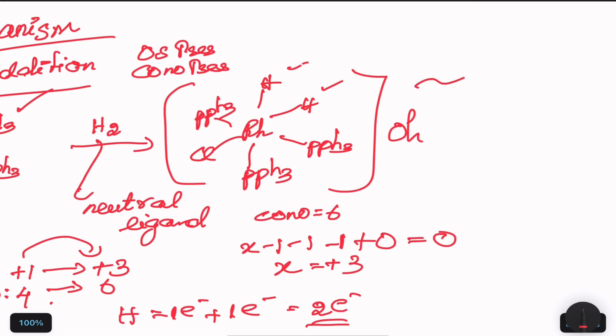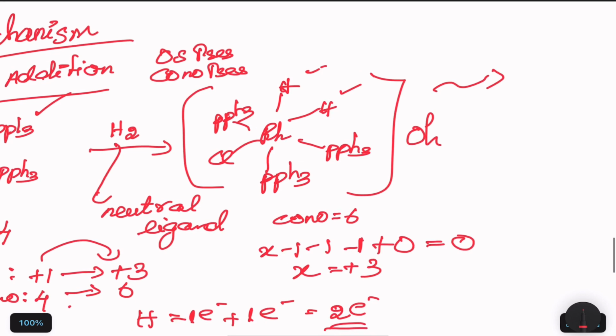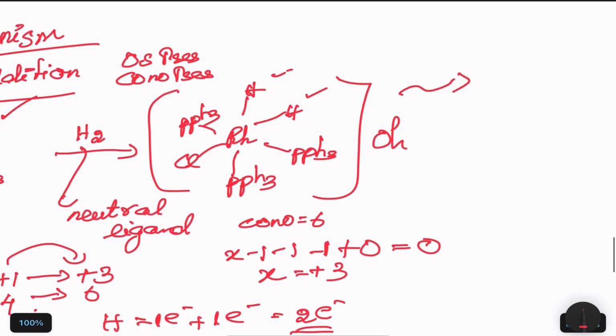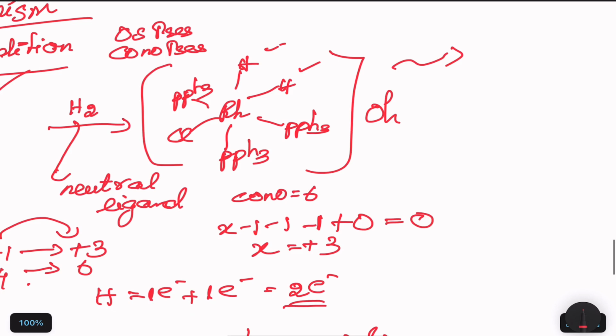Okay, so now whatever product we got in this oxidative addition, we are going to find whether it is following the 18 electron rule or not. I'll tell you why we have to find. So for rhodium, what will be the electron count? Rhodium is 4d8 5s1, that is the general form, but in this case the oxidation state of rhodium is 3 plus.